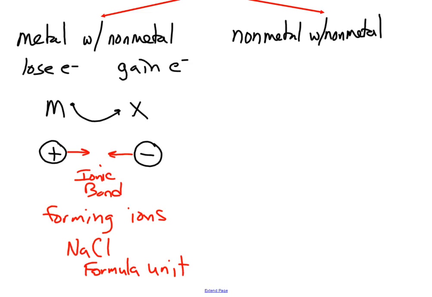Now, if we look at a nonmetal with a nonmetal, nonmetals, as we mentioned, tend to gain electrons. But now we have two atoms that both tend to gain electrons. So how is that going to work? Well, say we take two hydrogen atoms, and both of them will contribute an electron to be shared.